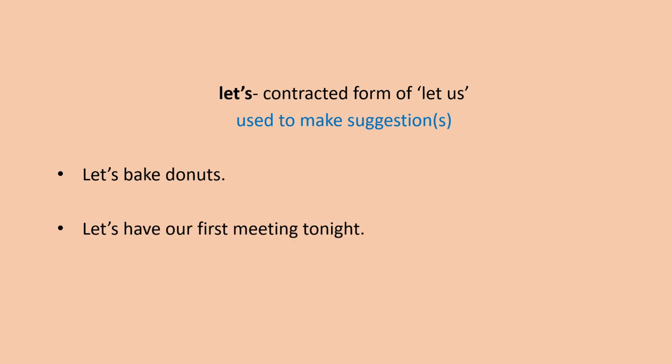The first word, let's with an apostrophe, is the contracted form or short form of "let us". It is used to make suggestions. Whenever you want to do something along with someone and you make a suggestion, you use this word, let's. For example, let's bake donuts. It is the short form of let us: let us bake donuts. Or, let's have our first meeting tonight.